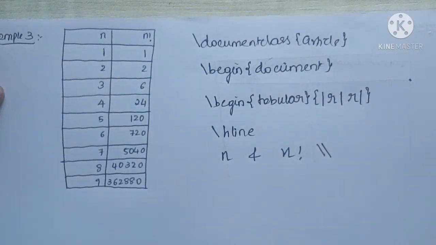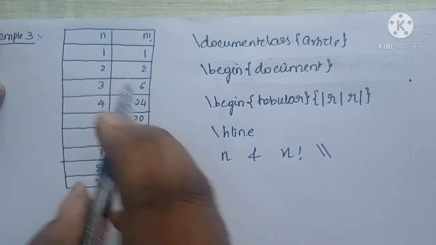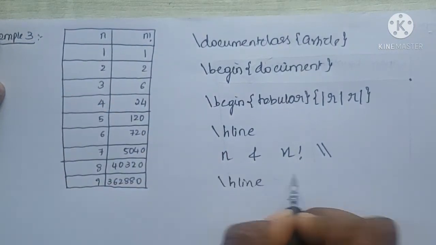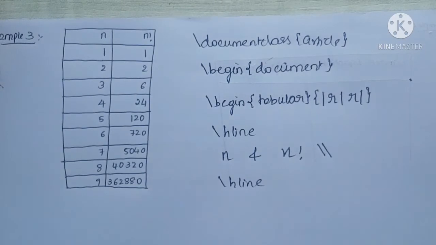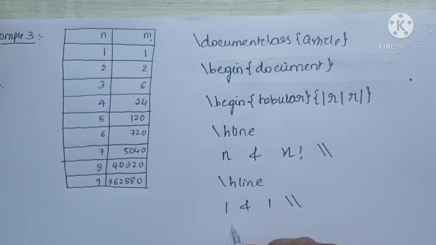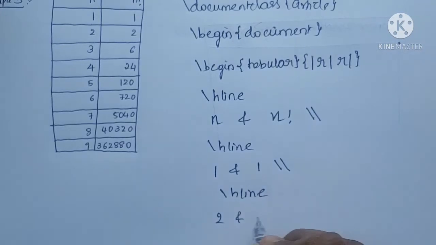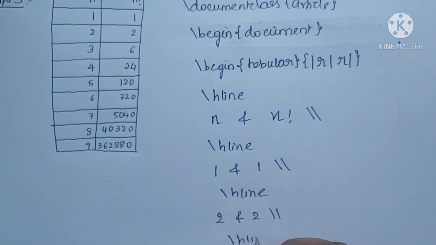Mention within double backslashes. Got it? Next, what is the next row? We have an hline here, so backslash hline. Got it? Next, what is the next row? 1 and 1 mentioned by 2 backslashes. There is an hline, so backslash hline. Next, 2 and 2, backslash hline.